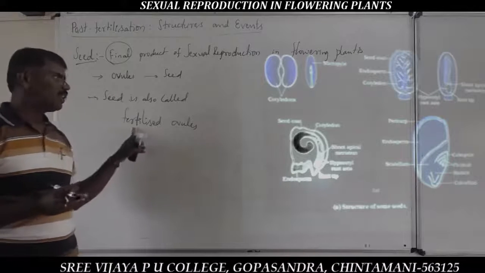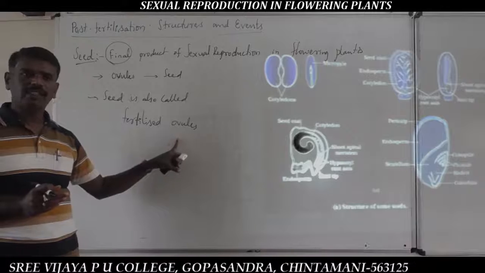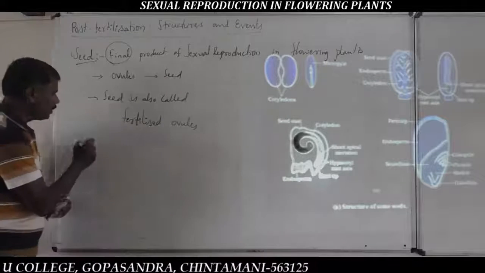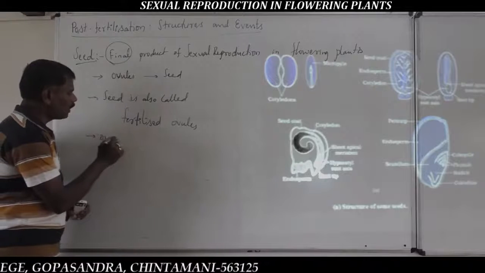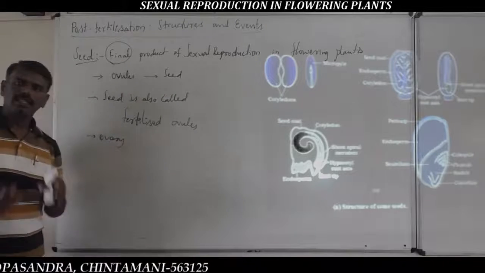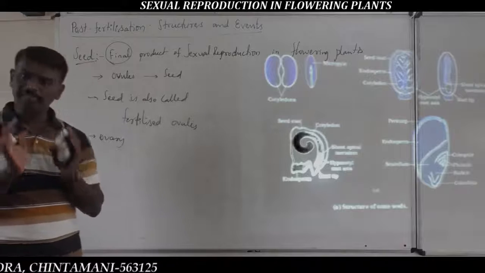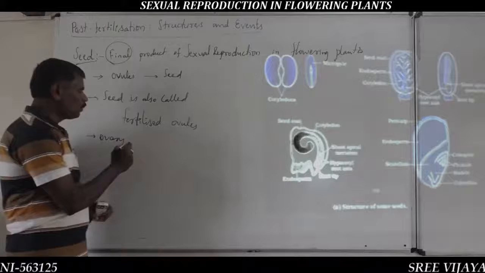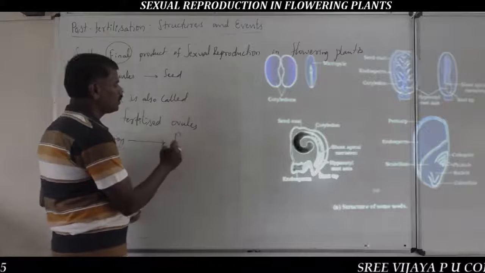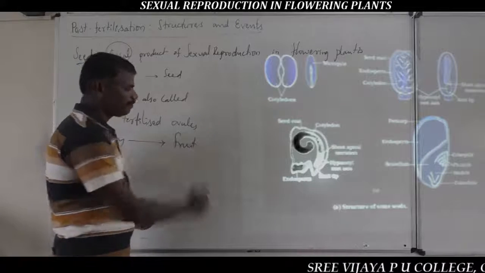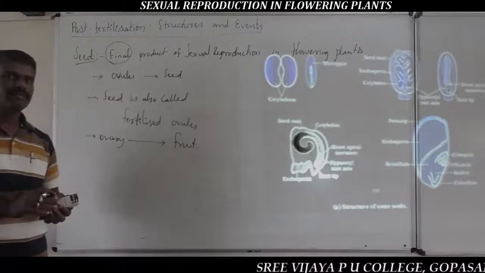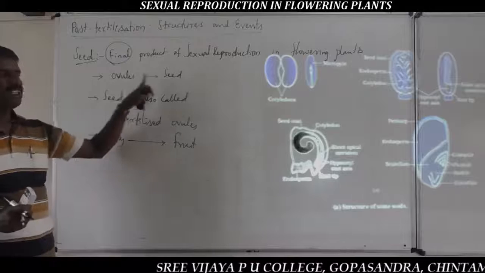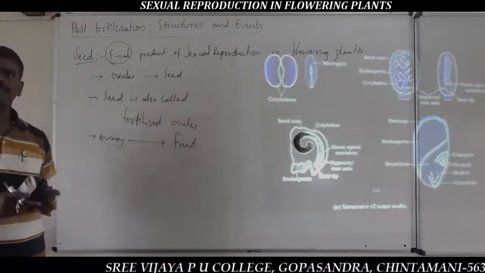Those ovules develop as seeds. That entire ovule is present inside the ovary. As we know, the bulged basal portion of the pistil is called the ovary. That entire ovary develops as fruit. The ovary develops as fruit, the ovules develop as seeds.